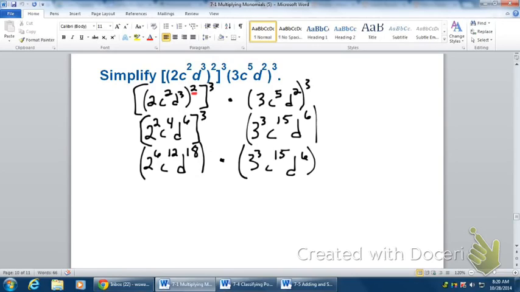All right. Now from here, I'm multiplying these terms. I'm not squaring these, so I'm not going to multiply the exponents. I'm going to add my exponents. But first off, let's go ahead and simplify these two numbers. So what's 2 to the 6? 64. Okay? What's 3 to the third? 27. Okay?